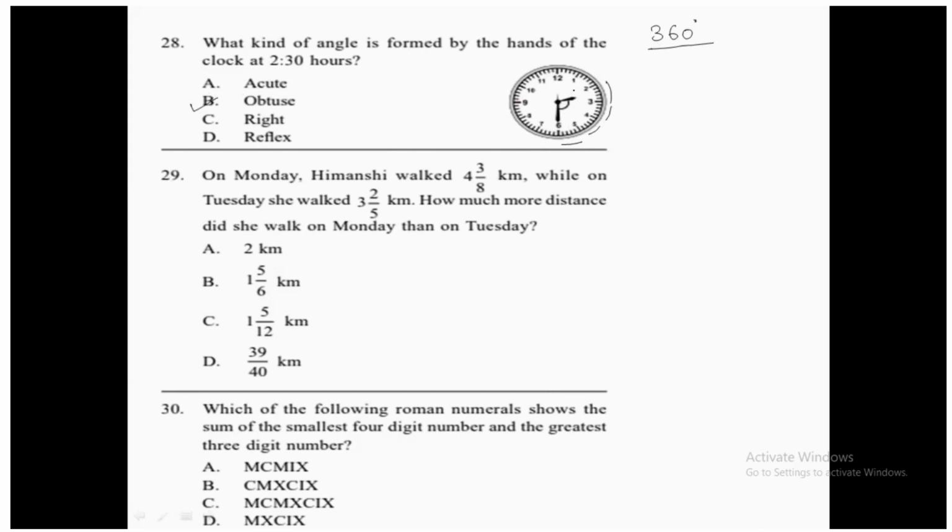Now if we need to find the measurement of the angle, how are we going to find it? Let's see how many numbers are here between 2 to 6. 1, 2, 3, 4, 5 numbers are here. So I'm going to divide this 360 by 5. If I divide it, what am I getting? 5 sevens are 35 and 5 twos are 10. Correct? So I can say that this clock is making an angle of 72 degrees.